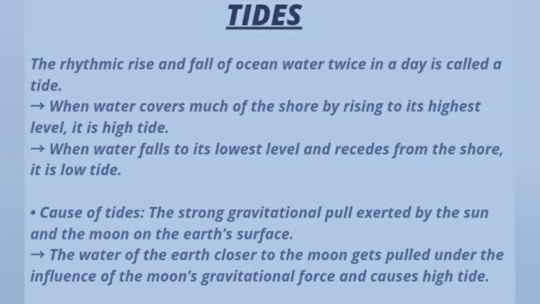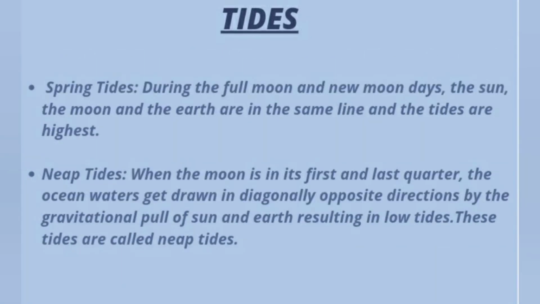The water of the earth closer to the moon gets pulled under the influence of the moon's gravitational force, and it causes high tides. Now we will discuss spring tides and neap tides. During the full moon and new moon days, the sun, the moon, and the earth are in the same line and the tides are highest. This is called spring tides.